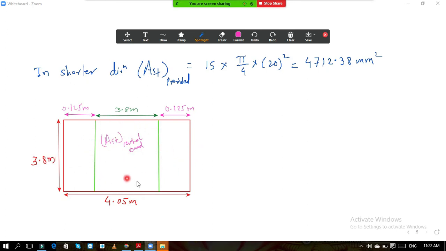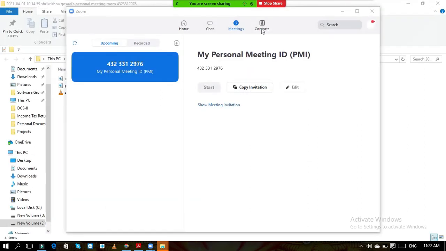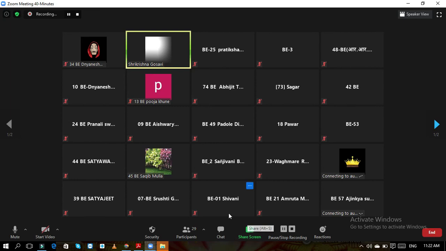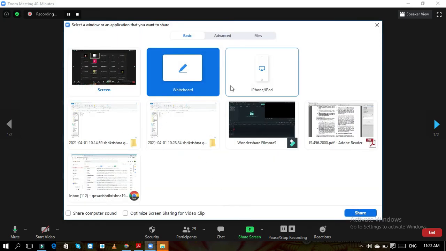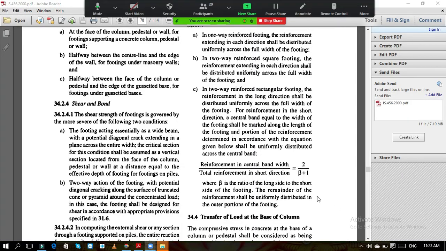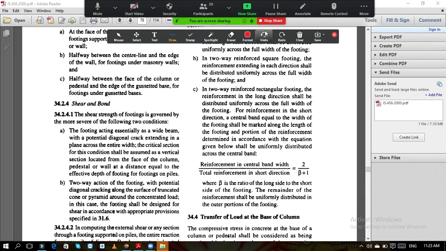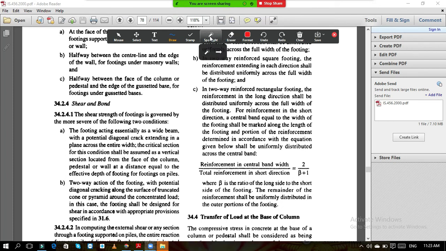But for the Ast of this central band, now we will move to the IS code. Here in the IS code we can see what the provision is. Open page number 65. So this is the IS code. Now if you read carefully, what does it say? For square footing there is no problem. See here, square footing: the reinforcement extending in each direction shall be distributed uniformly across the full width of the footing. Okay, whatever we are doing in square footing, it is fine. There is no problem.